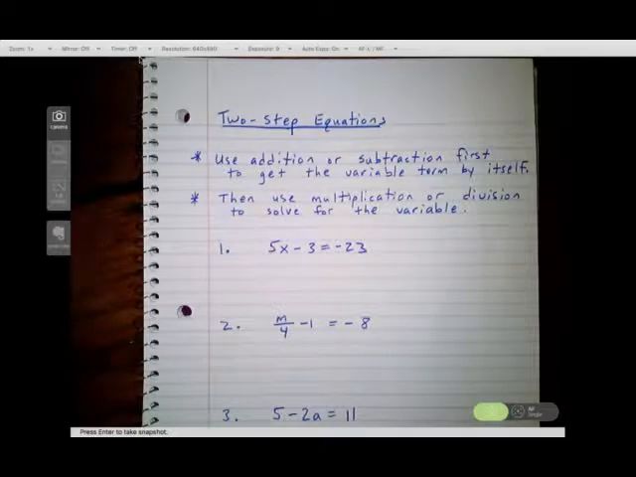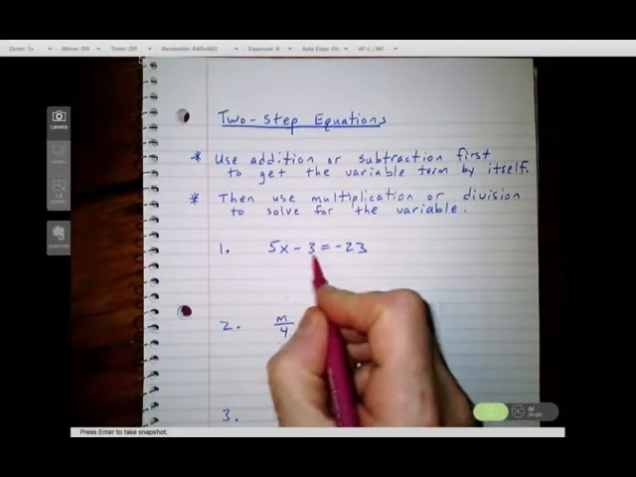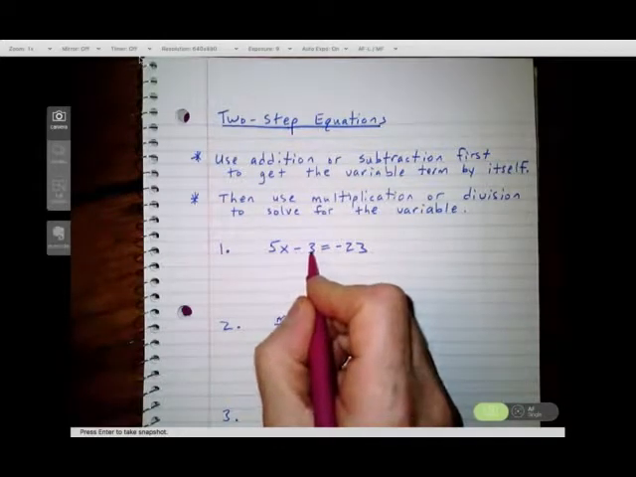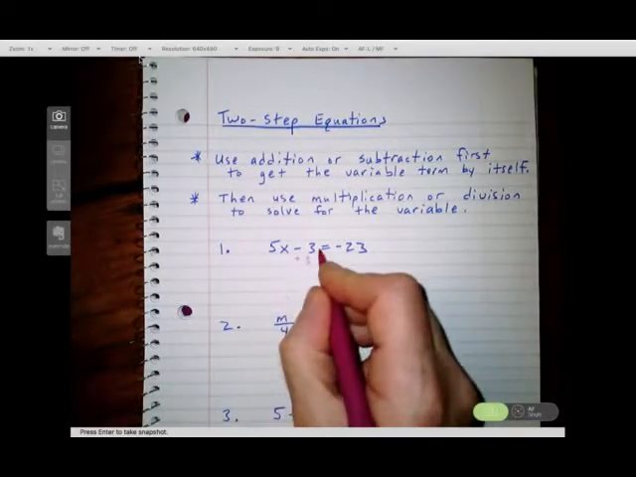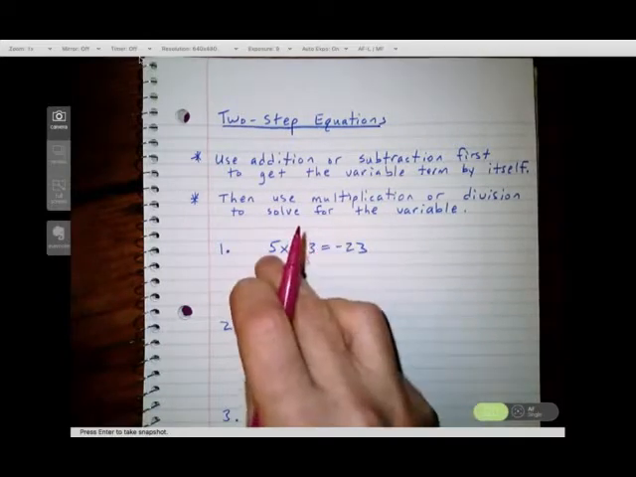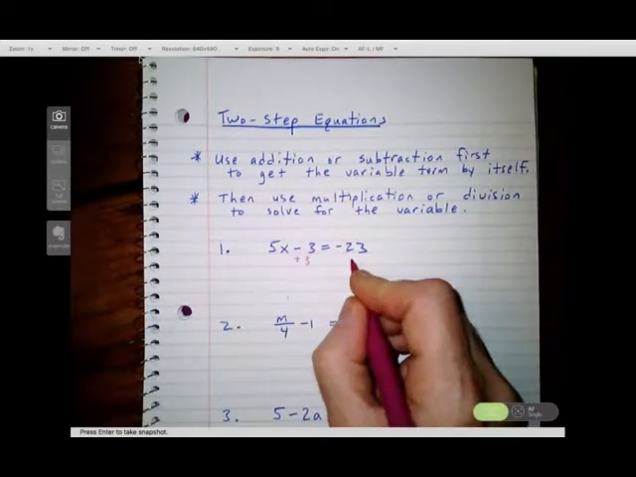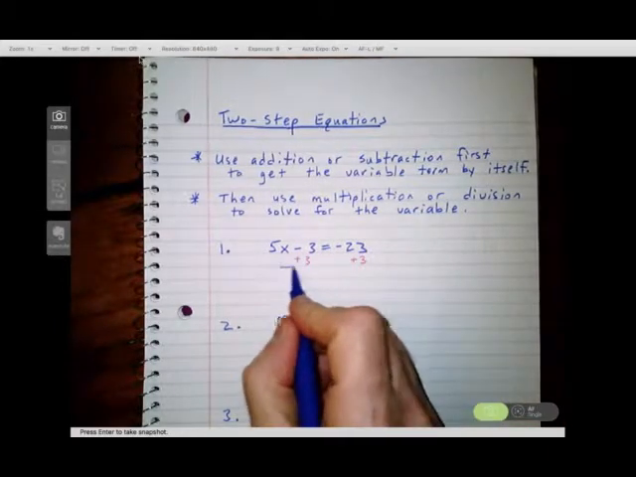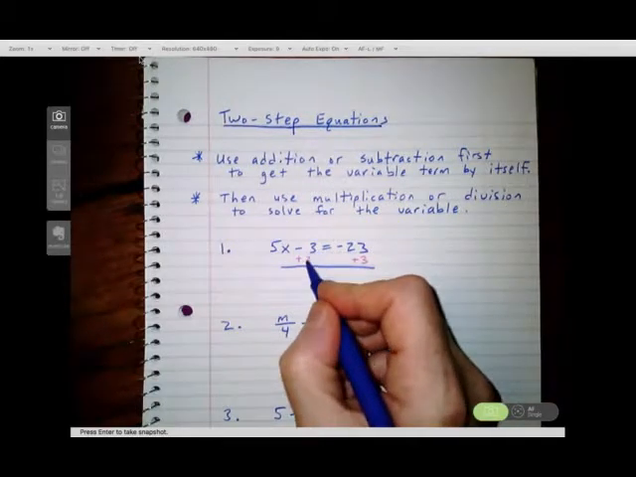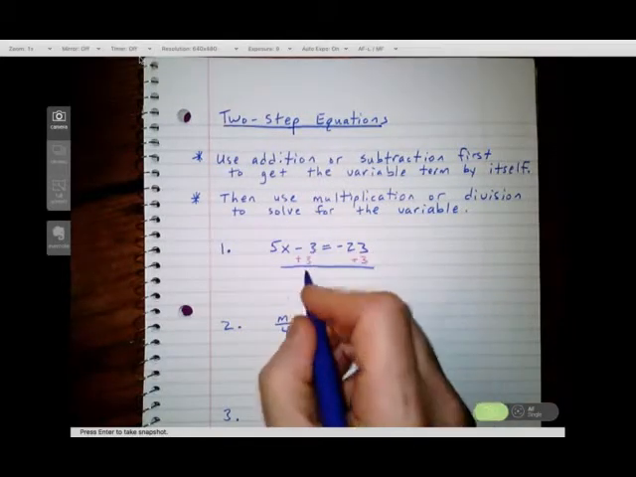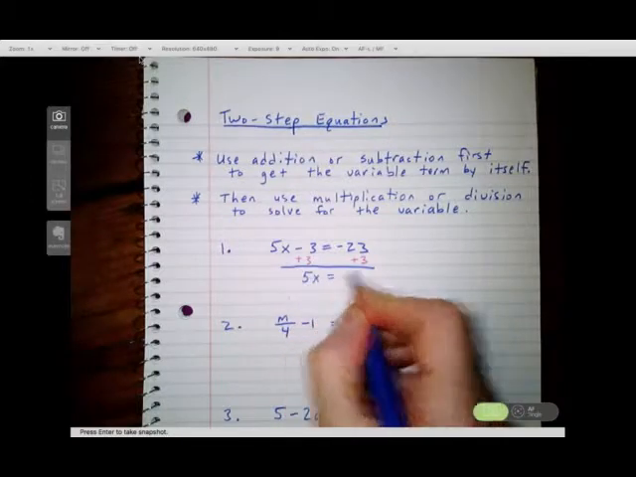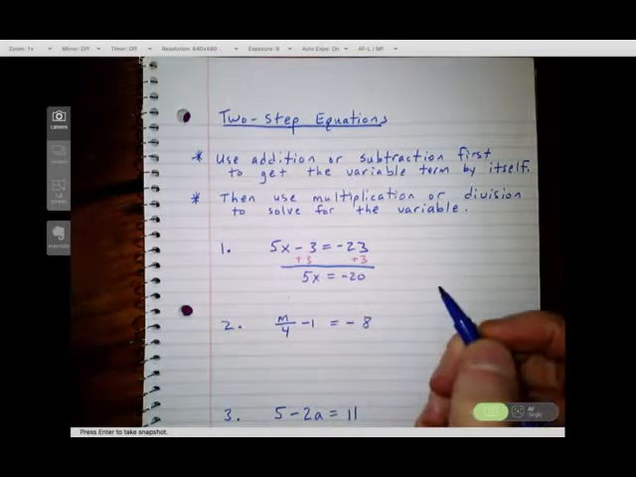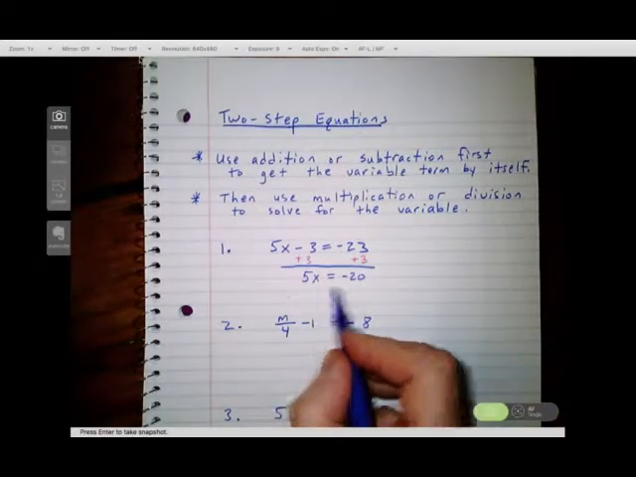Okay, so let's look at this first one here. It says 5x minus 3 equals negative 23. So like I said, to undo subtracting 3, I'm going to add 3 to both sides. That makes a 0 over here, so all we're left with is 5x. It cancels that out. And I'm going to add 3 here. Okay, let's see. What do I have now? Negative 3 plus 3, again, that's 0, so those all go away. So I have 5x, and negative 23 and positive 3 makes negative 20. Okay, so 5x is negative 20.